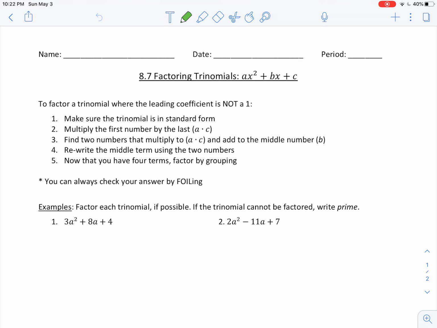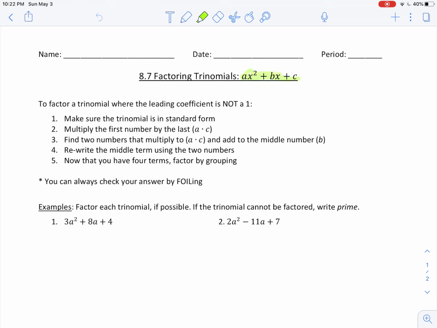So this process is kind of similar, a little bit different. When you start to factor a trinomial where the leading coefficient is not a 1, you still want to make sure your trinomial is in standard form. So we still want descending order, squared term, plain old term, and then the constant. Then we're going to multiply the first number times the last number.